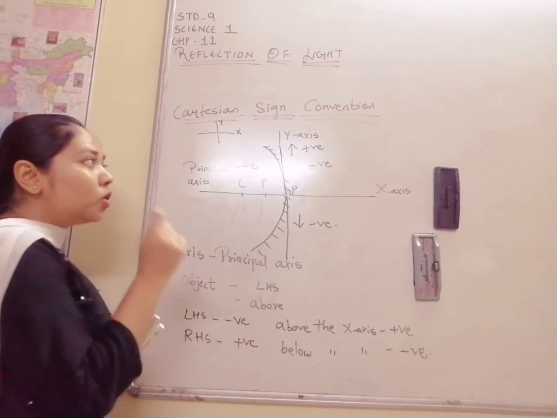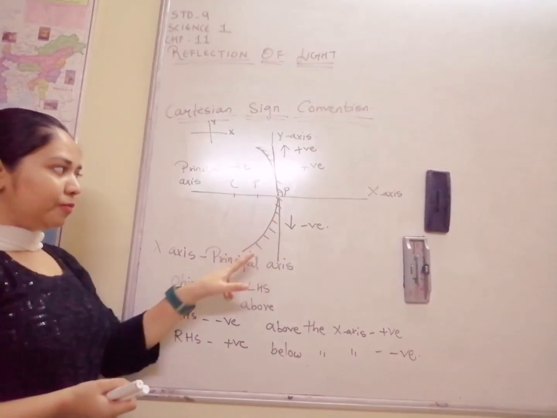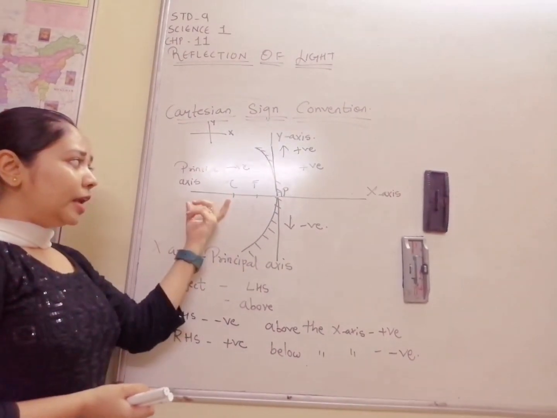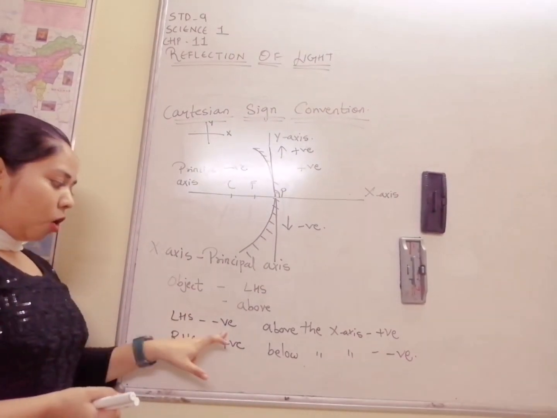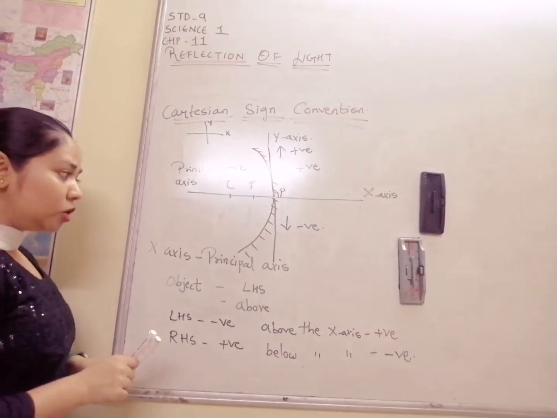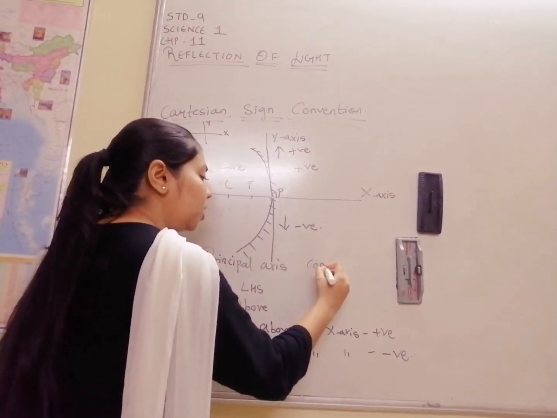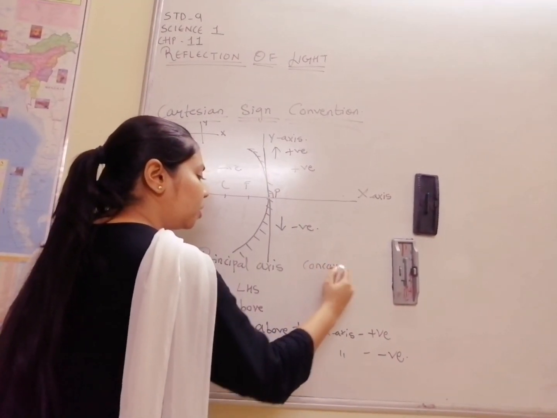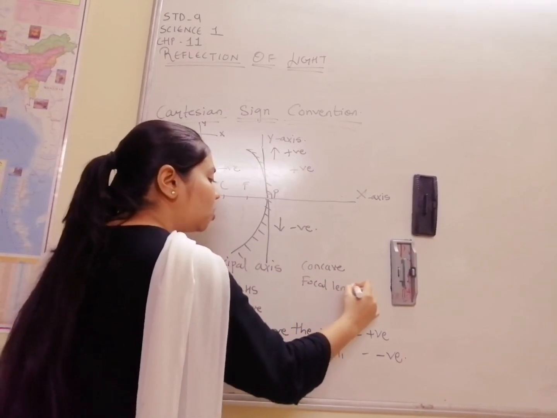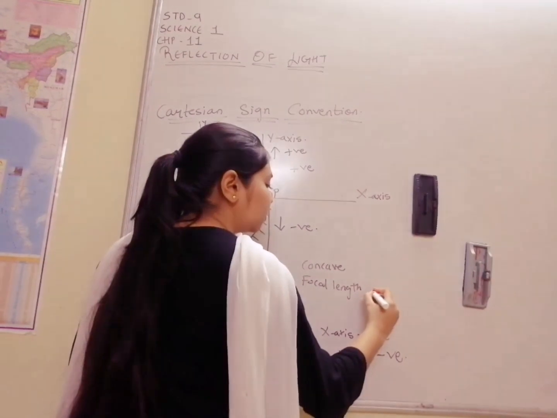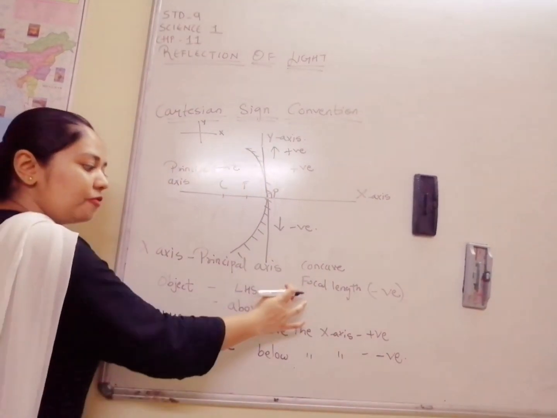Okay, so in a concave mirror, this is my reflecting surface now. In a concave mirror you can see, my focal length will always come on which side? Left hand side. And what is the left hand side? Always negative. So in a concave mirror, focal length is always going to be negative. Okay, focal length will always be negative in a concave mirror.